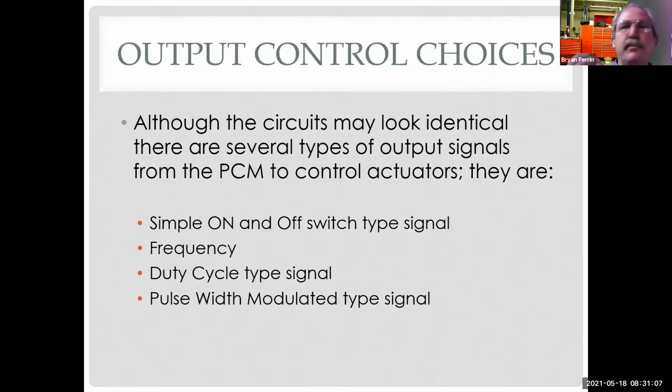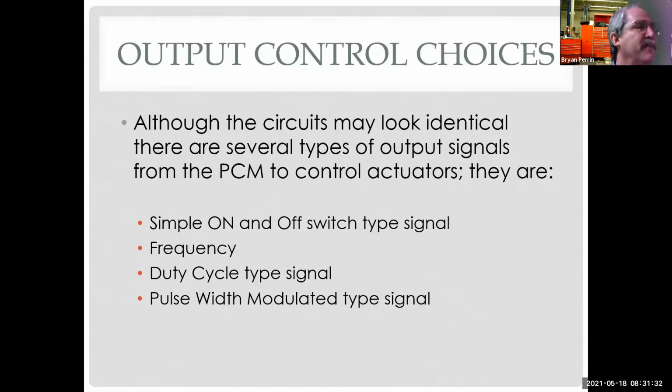So the 4 types of signal controls that I'm going to talk about are simple on-off switch type signal, which is what we've been studying this whole time. Just like the light switch in your house, it's on or it's off. We're going to talk about frequency control. We're going to talk about duty cycle. And we're going to talk about pulse width modulation.